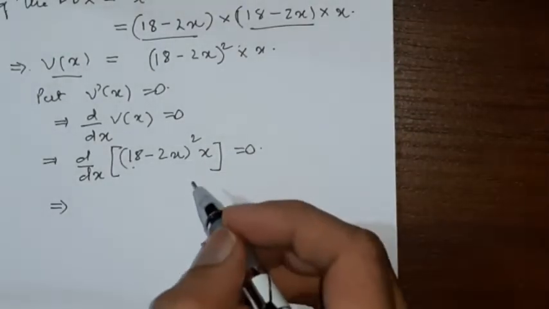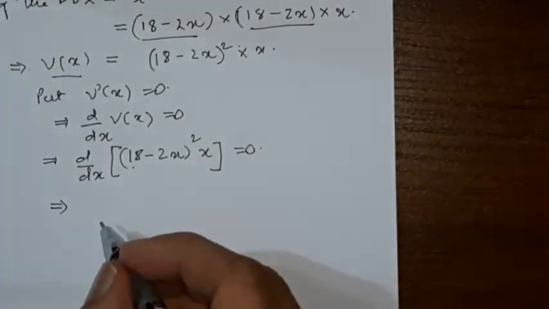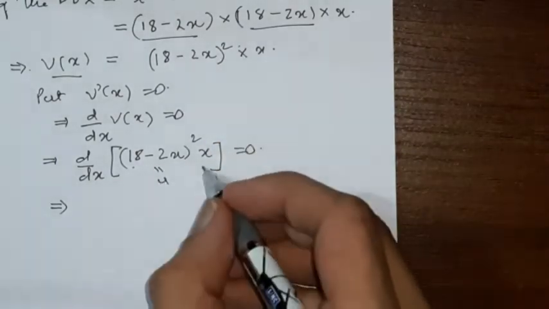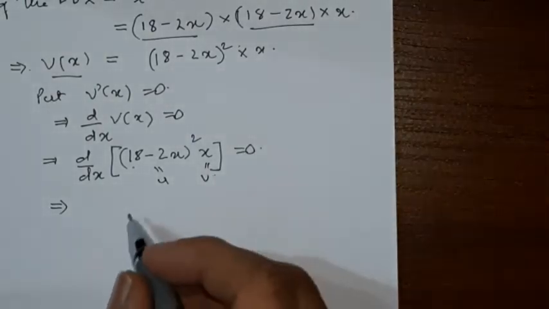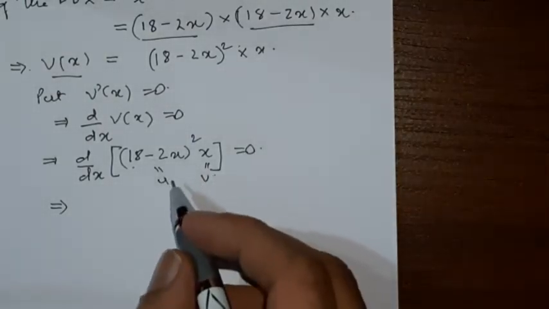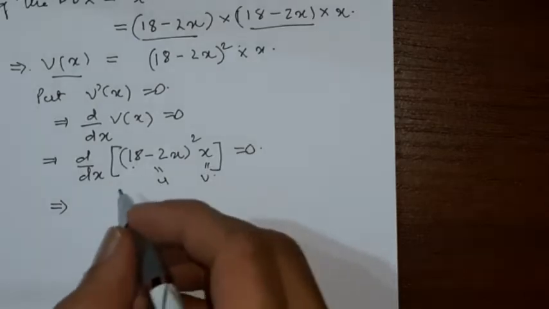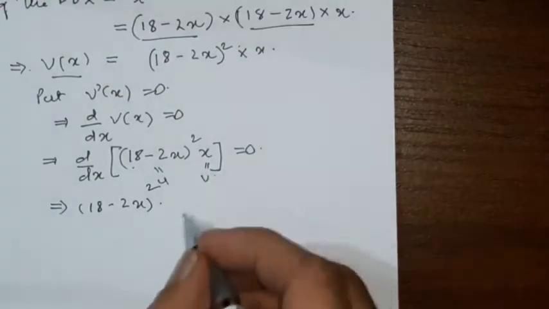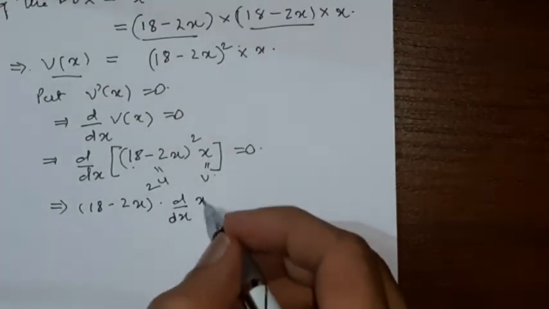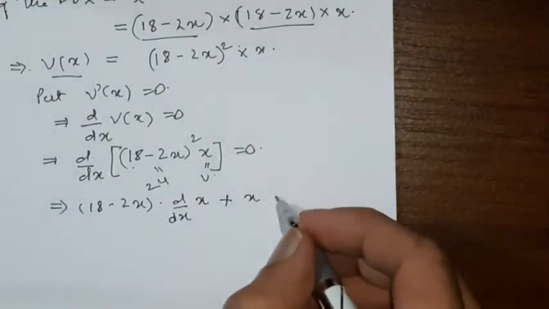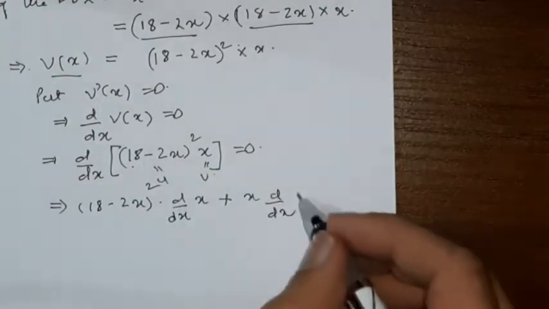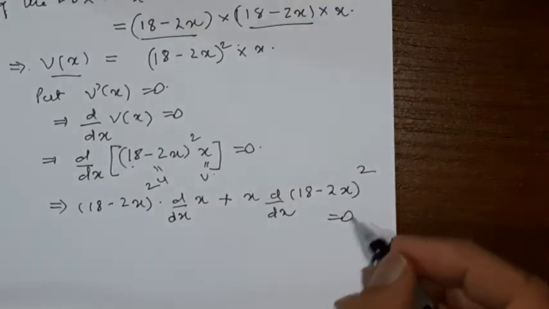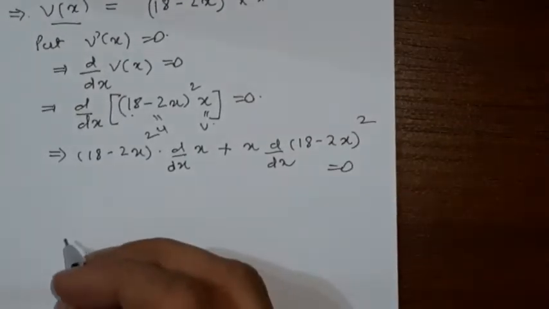So that means now if you look at this function, you can look at this as u multiplied by v. So what do we have to use here? The product rule of differentiation. So what is it? (18 minus 2x) the whole square into the derivative of v, that is x, plus v into the derivative of (18 minus 2x) the whole square, which is equal to 0.